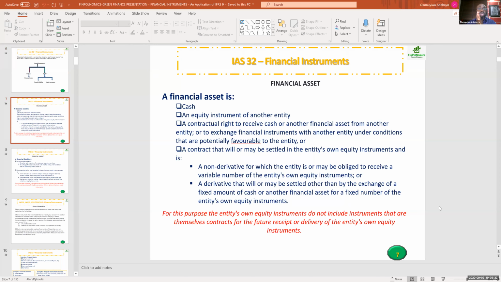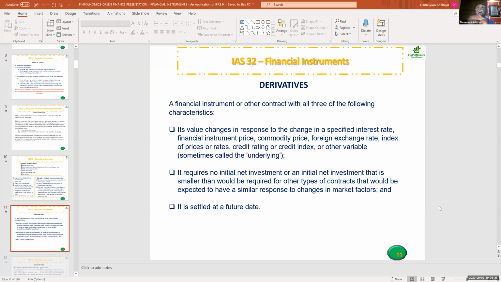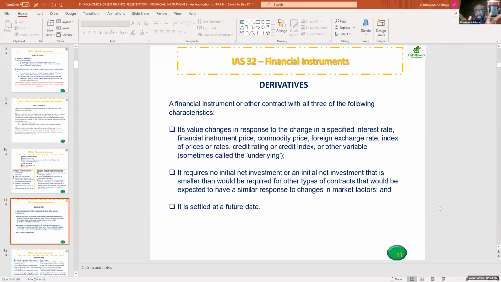Now, let's talk about derivative. When we talk about derivative, it's a unique nature of a financial instrument. Why is it unique? Because the word derivative means that this is a contract that derives its own value from other contracts or from other underlying items.